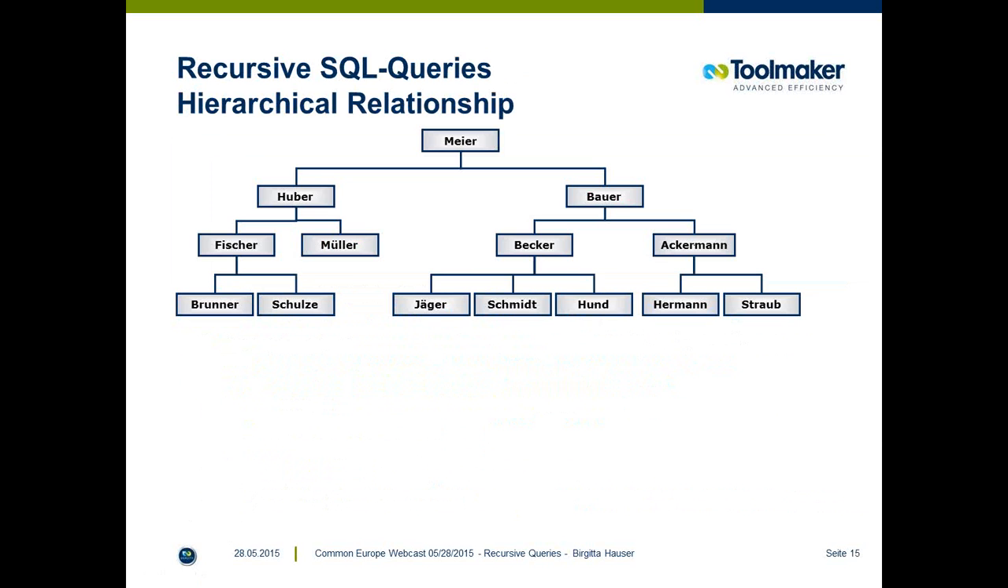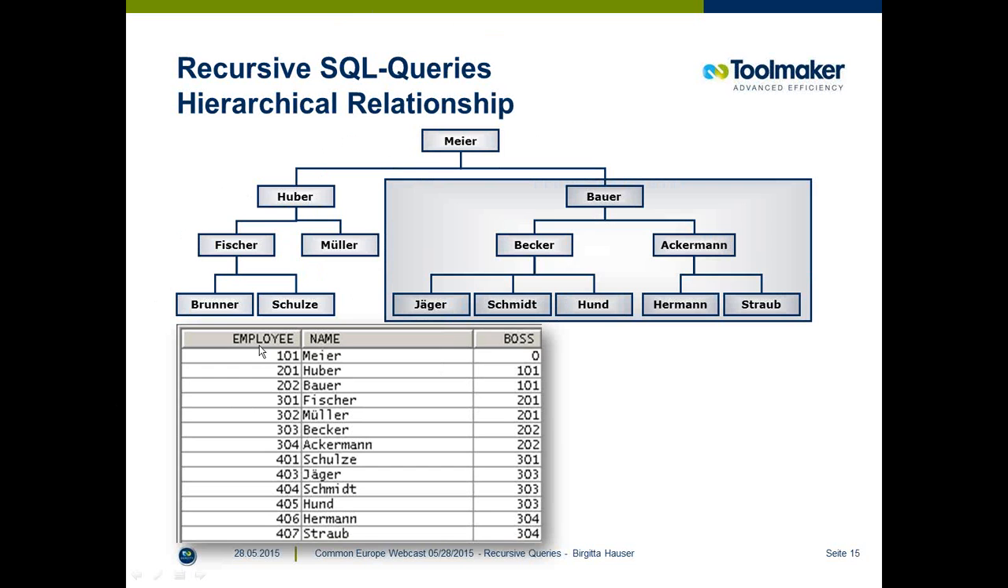I have a very small organization chart, which has only 3 levels, starting with Mr. Meyer or Mrs. Meyer. Then we have the next level, which is Huber, Bauer, then the 3rd level and the 4th level. The table for this organization chart looks like this. Here we have the employee number, and here we have the column boss, and we have the employee number for the next level in our boss column.